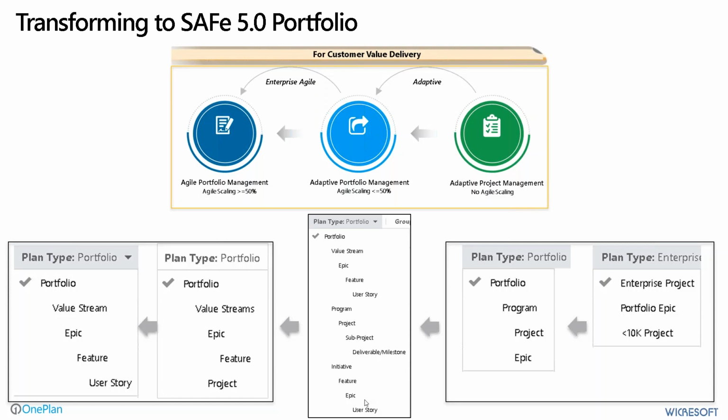And again, this is all directly within OnePlan, which would allow you to do that, and we'll talk about that in a second. If we transition more to the right, now we're getting to the point where we're talking about value streams and epics and portfolios. So this is lean portfolio management. However, you can see that I still have some projects in there.